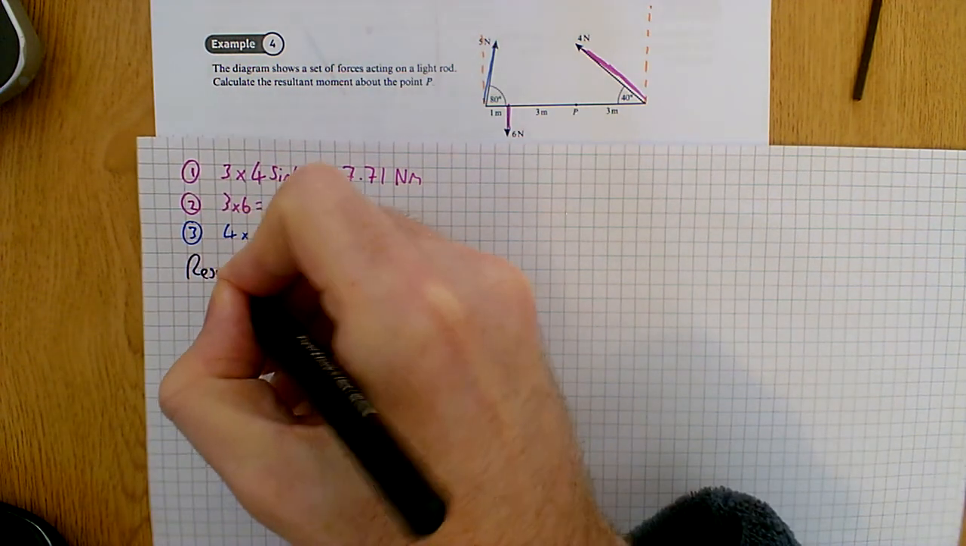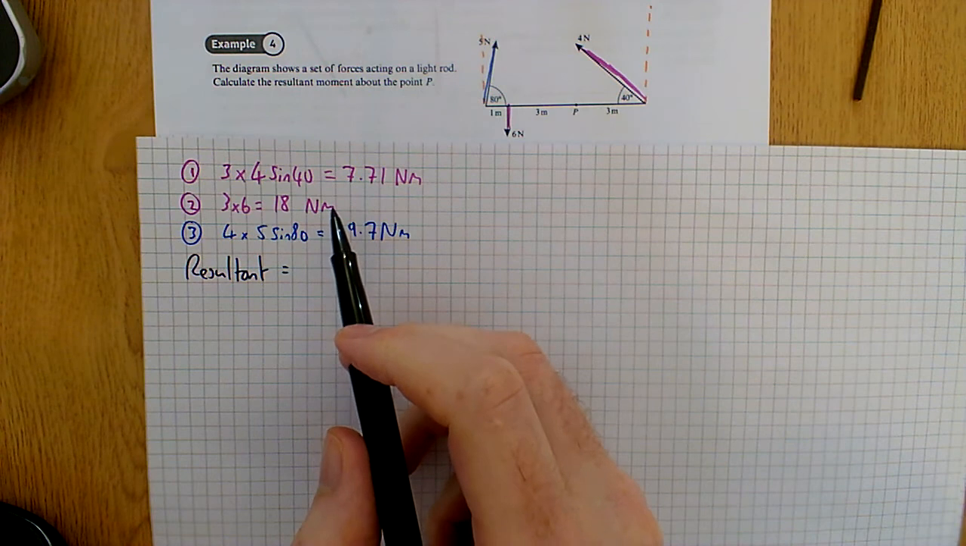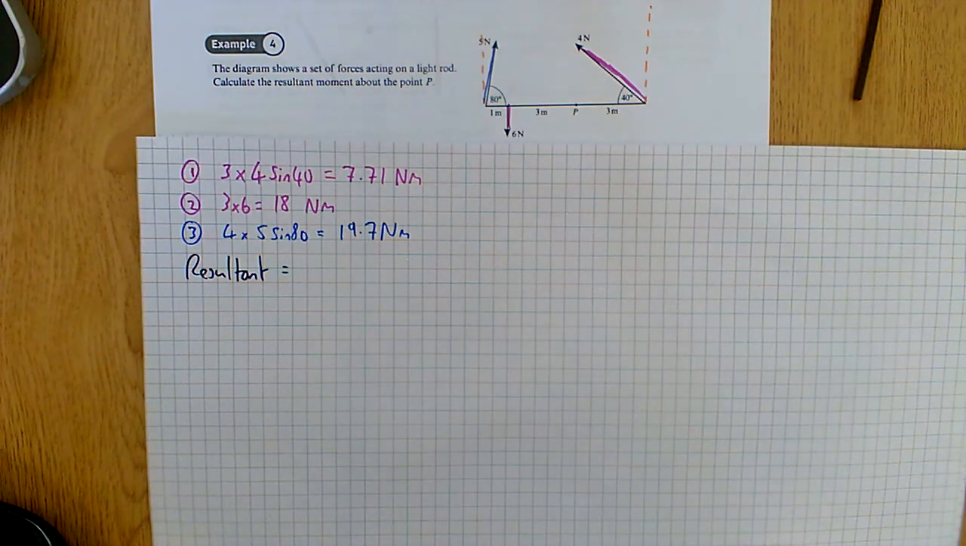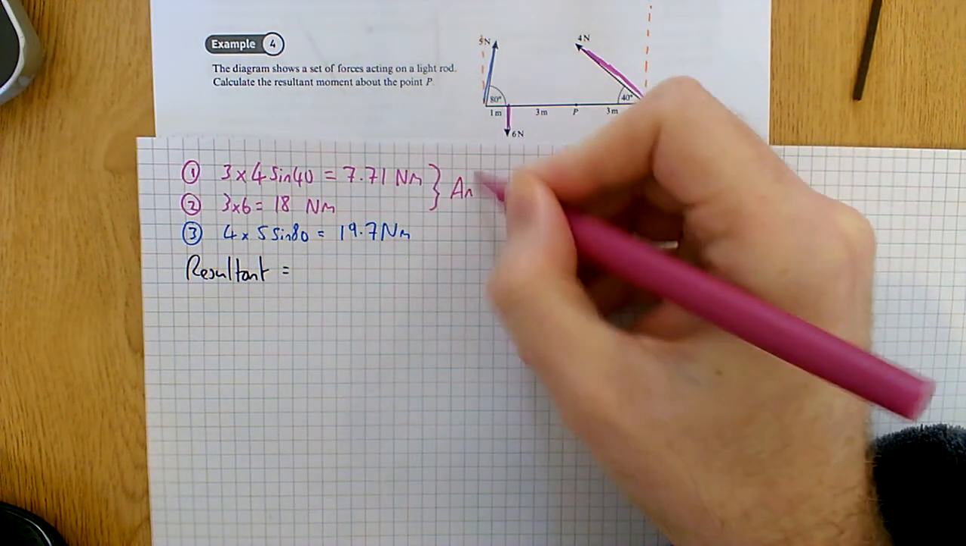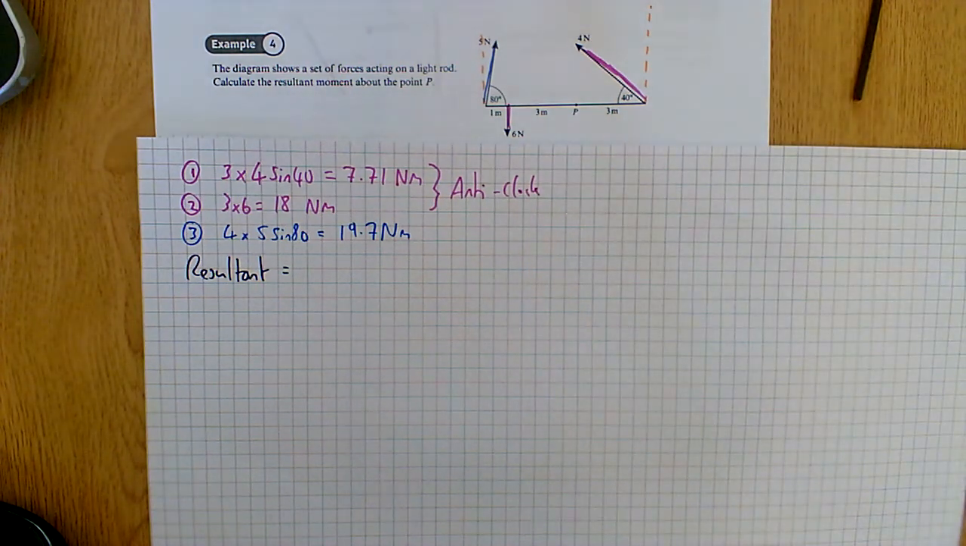So again, it wants us to find the resultant, so the overall effect of what happens. So the resultant, right, we can see that this time, I've not labelled which one's which, so let's just do that quickly. This is anti-clockwise and this is clockwise.